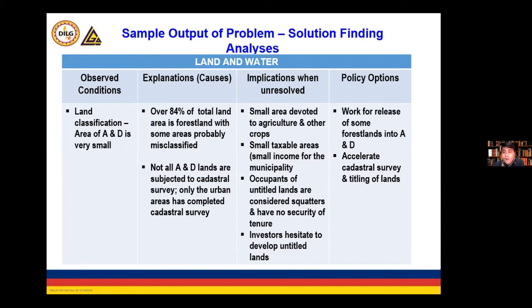So, it's very small. When you say alienable and disposable, ito lang yung pwede nating magamit for development. Okay? And the other would be protected probably. And then, explanation niya is over 84% of total land area is forest land. So, pag forest land, hindi siya alienable, no? With some areas probably misclassified. So, not all A and D lands are subjected to cadastral survey. Only the urban areas have been subjected to that survey. So, kapag maliit ang alienable and disposable mo, maliit din ang pwede mong magamit for potential development.